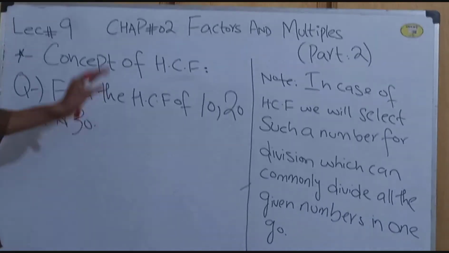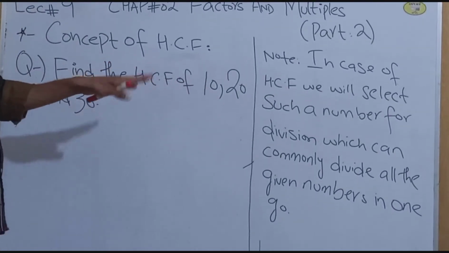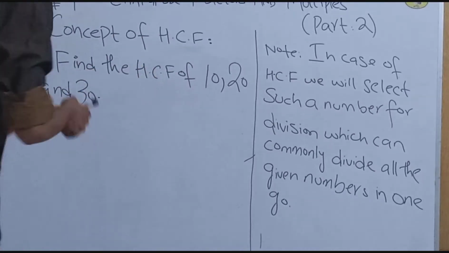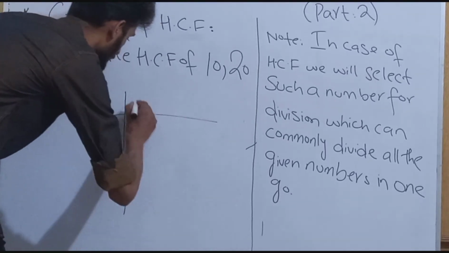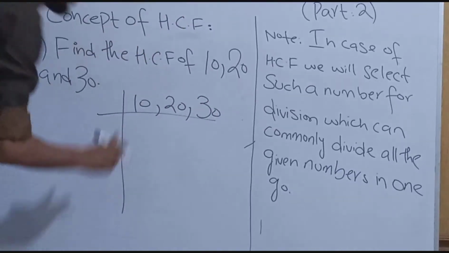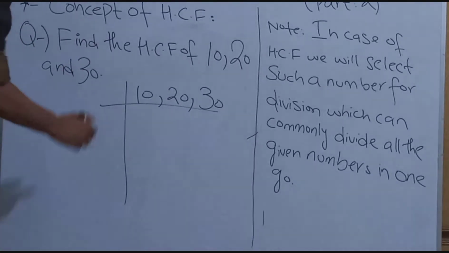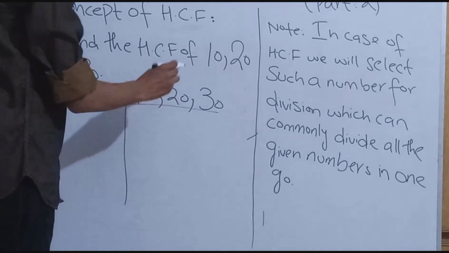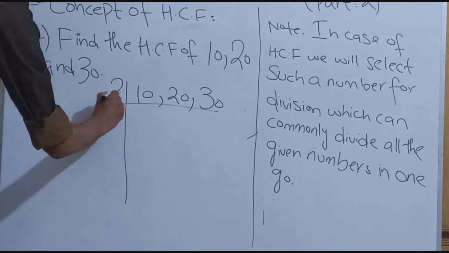Now I have a question for you. You have to find the HCF of 10, 20 and 30. Pause the video and give it a try. I hope you will be able to solve it. So we have to find the HCF of 10, 20, 30. Let's try it with the least prime number. The least prime number is 2. Is 10 divisible by 2? The answer is yes. With 20, the answer is yes. Is 30 divisible by 2? The answer is yes. So we will write 2 over here.